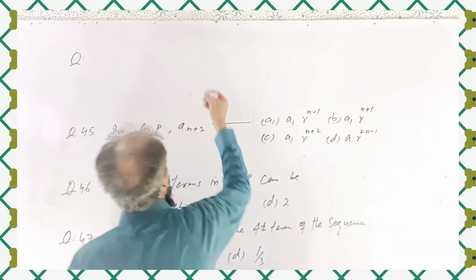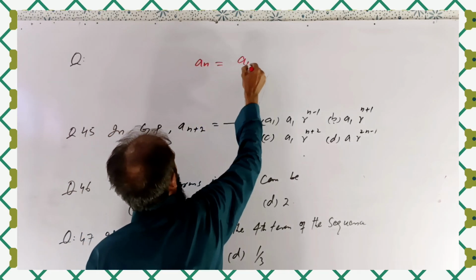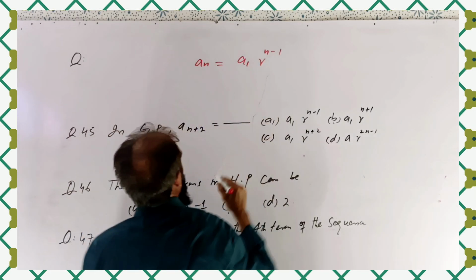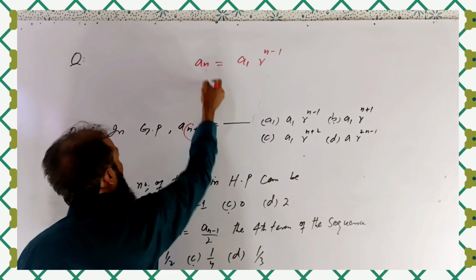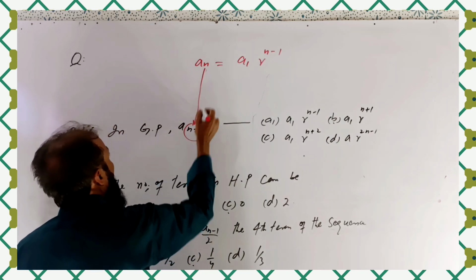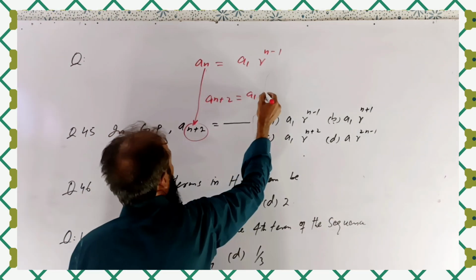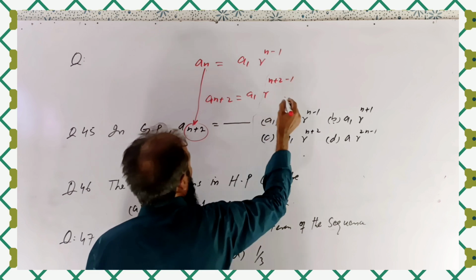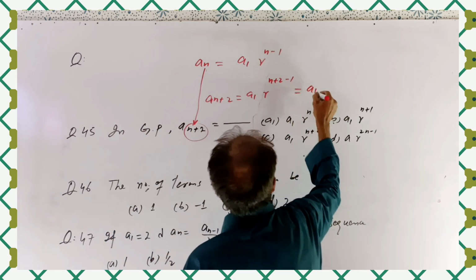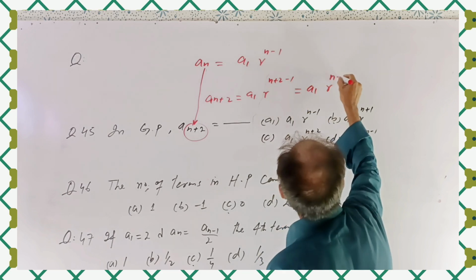We know that for a geometric progression, an is equal to a1 r to the power n minus 1. Here, the (n+2)th term is required. It means that in the place of n we put n plus 2. The first term is already given. So n plus 2 minus 1. So what is the result here? a1 r to the power n plus 1.